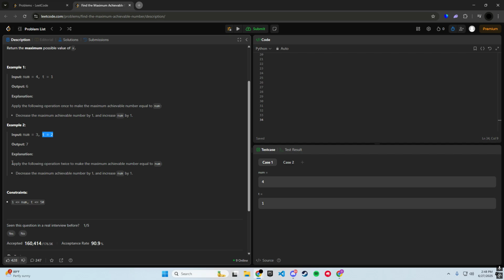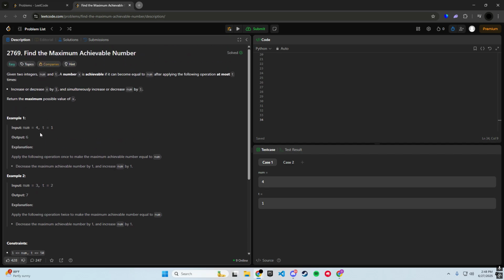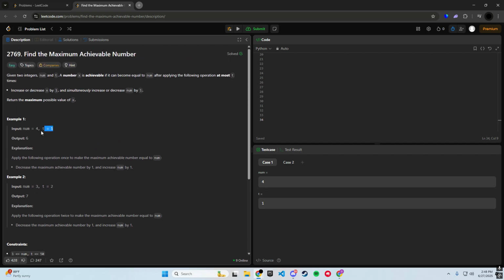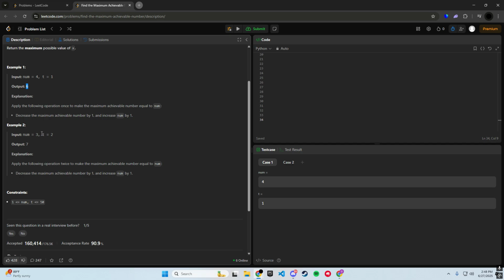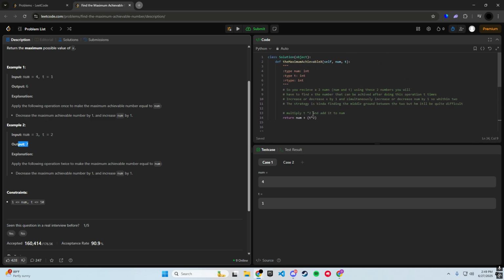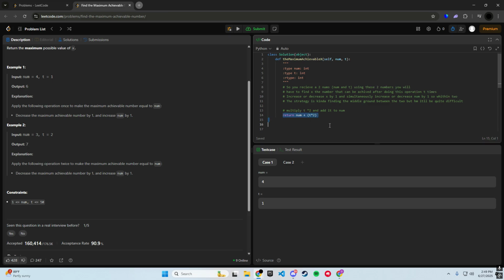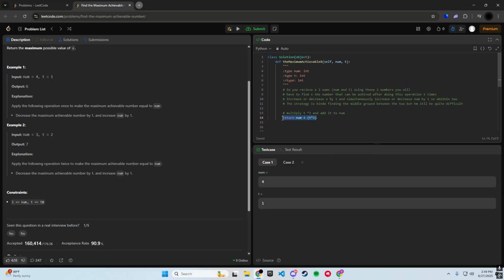So based off this deduction, we can infer that the way to solve this is basically by multiplying t by 2 and then adding it to num, right? So see here, t times 2 plus 4 is 6. T times 2 plus 3 is 7. So it's basically very simple, and then this is going to be your return. It's literally that simple.